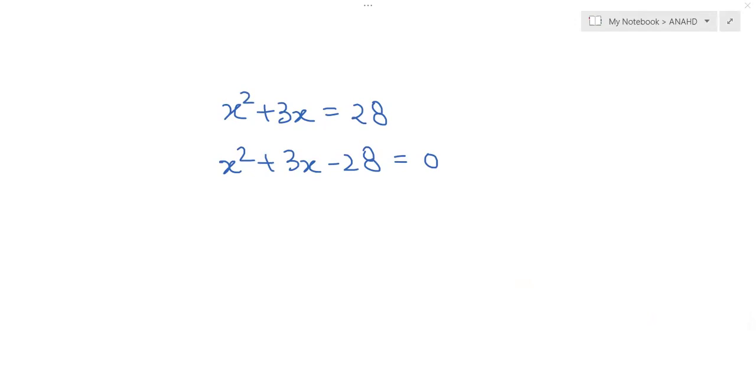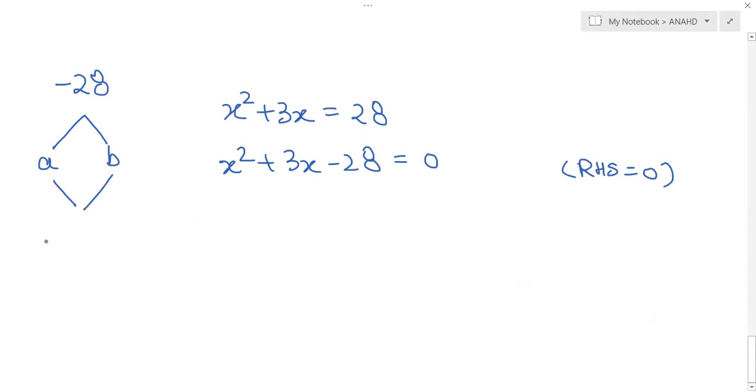So now my RHS is equal to 0. How do we factorize this? We want two numbers, a and b, such that on multiplying they give me minus 28, and on adding or subtracting they give me 3.